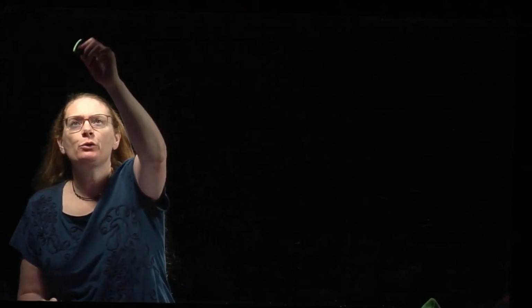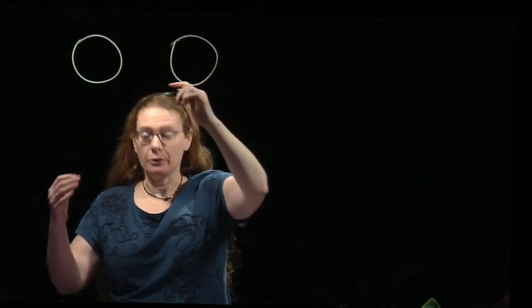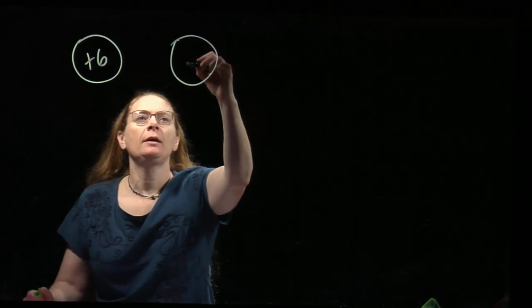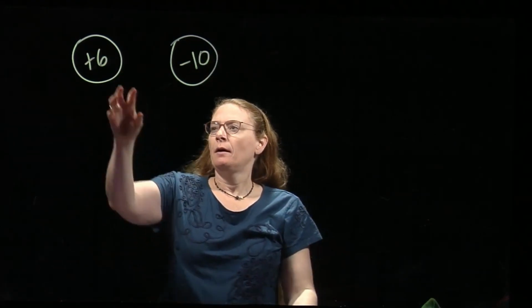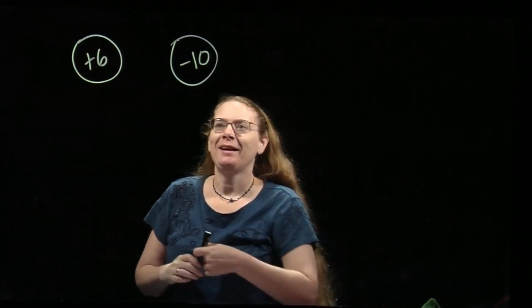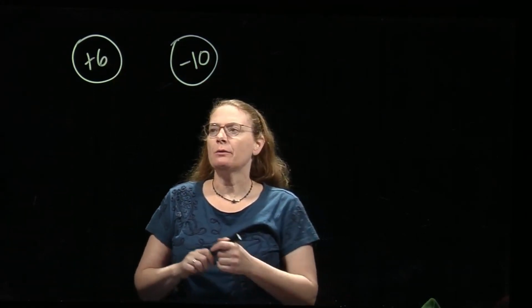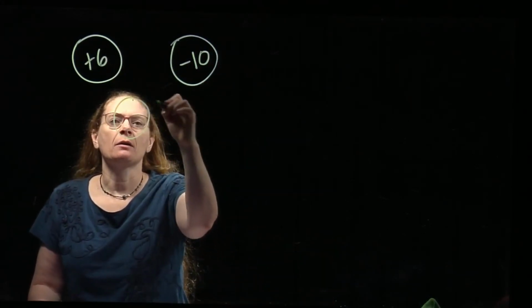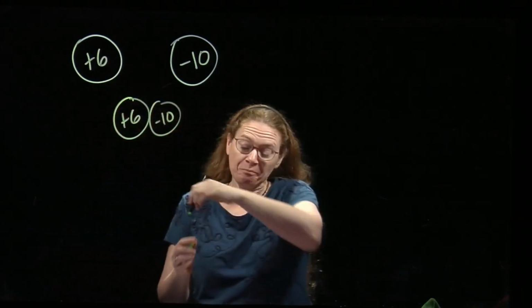Suppose we have two metal balls and they both have a charge. I'm going to say there's +6 on this one and -10 on this one. So we've got extra positives here, or a lack of negative charges, and then we've got extra negatives here. What's going to happen if I touch these two balls together? So I put them in contact with each other.